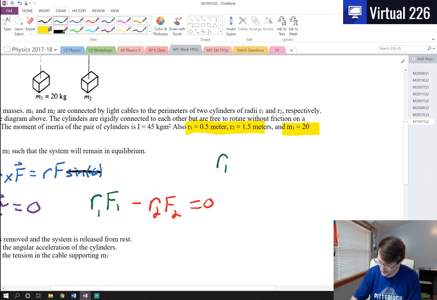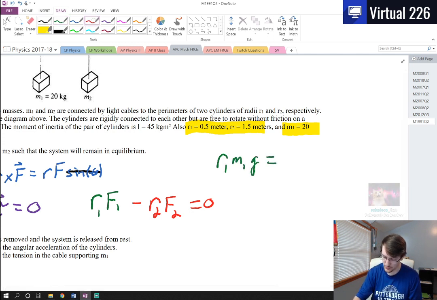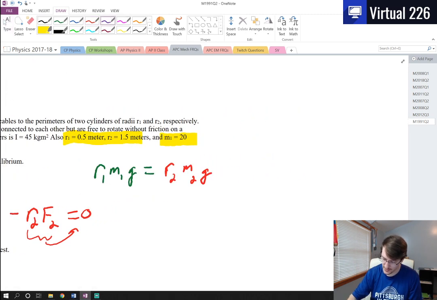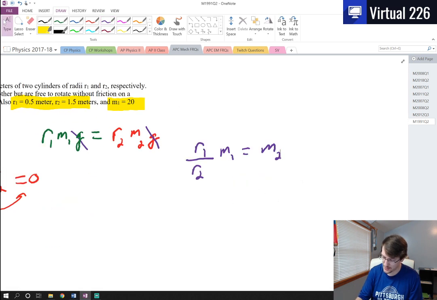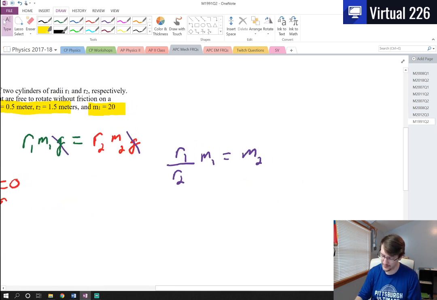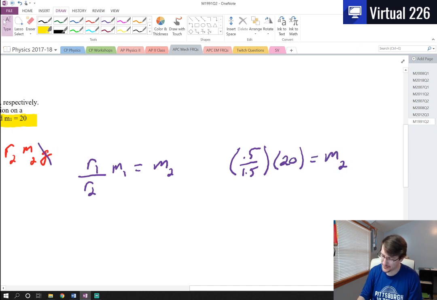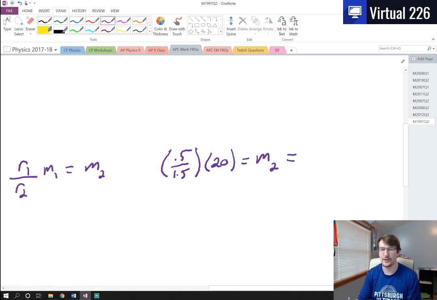I can say R1F1, where F1 is the weight pulling down, so this is M1G. That has to equal, by moving this quantity to the other side, R2M2G. At this point, I'm just solving for M2. The G's divide out, which is nice, and I get that R1 over R2 times M1 equals M2. In this case, R1 is 0.5, R2 is 1.5. So I'm going to get 0.5 over 1.5 times 20 kilograms equals M2. And that's a third of 20.